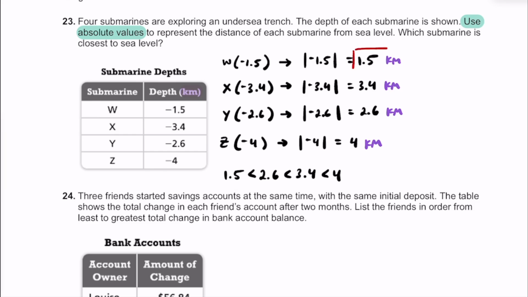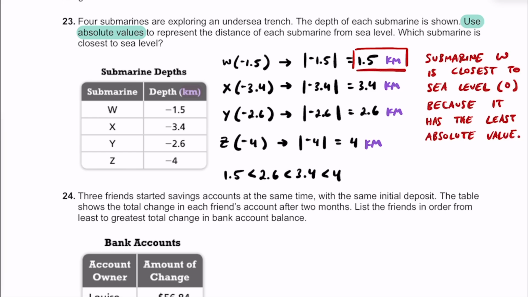So if we take this 1.5 kilometers that we just found for submarine W, we can conclude that submarine W is closest to sea level. On the other end, we could say that submarine Z has the greatest absolute value, which means that it's the furthest away from sea level, or it's the deepest submarine of all the ones here.